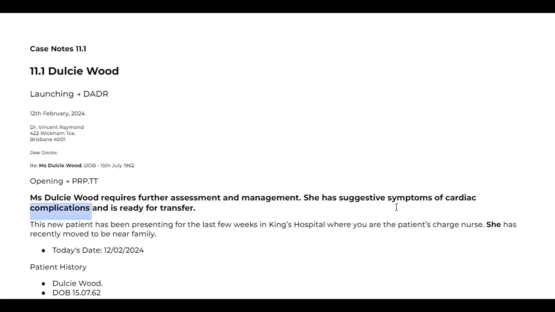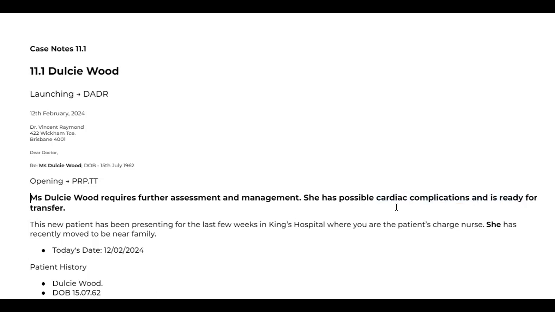Here, rather than writing that fluttery heart something, that is just a symptom. So we cannot generalize the whole thing here, we cannot generalize that as complications. She has suggestive symptoms of, or she has possible cardiac complications, and is ready for transfer.